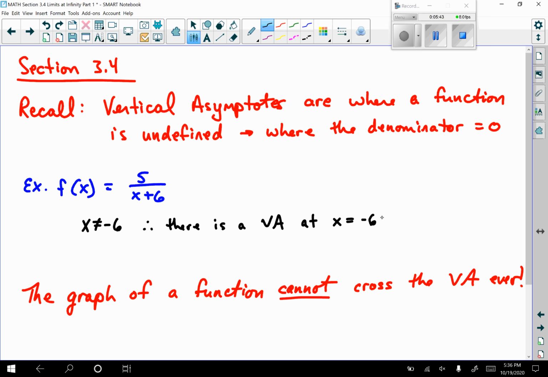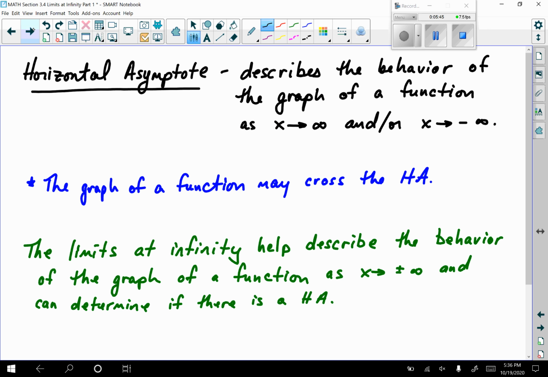Now horizontal asymptotes are a slightly different story. A horizontal asymptote describes the behavior of the graph at values very far off to the left and far off to the right. So we say it describes the behavior of the graph of a function as x keeps increasing without bound, or as x approaches infinity and or x approaches negative infinity. The graph of a function may cross the horizontal asymptote, abbreviated HA.